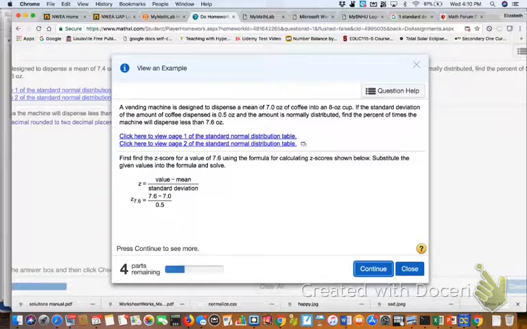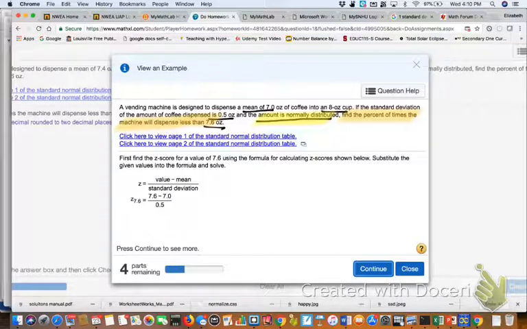Okay, so it says here, we've got our coffee machine that dispenses a mean of 7 ounces of coffee into an 8-ounce cup. Standard deviation is half an ounce, and the amount is normally distributed. So that means that we can use a z-score. Anytime anything is normally distributed, you can use a z-score to answer the question that it is asking us, which is find the percent of times the machine will dispense less than 7.6 ounces.